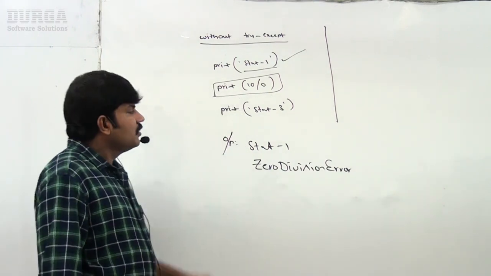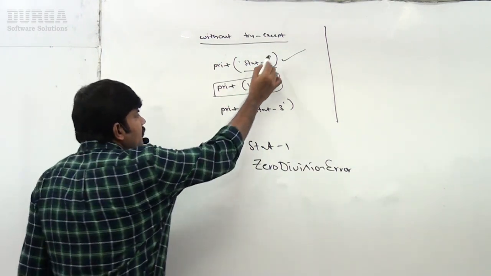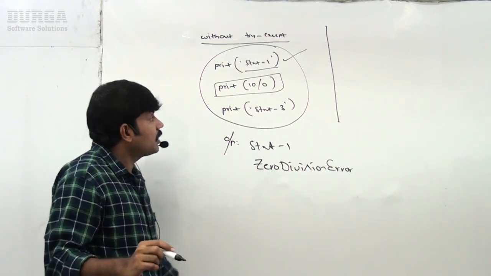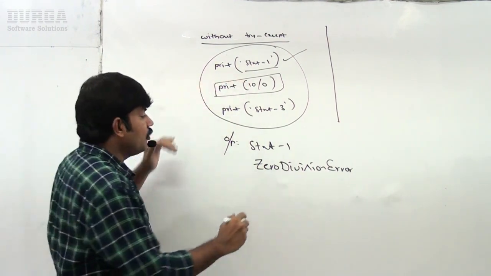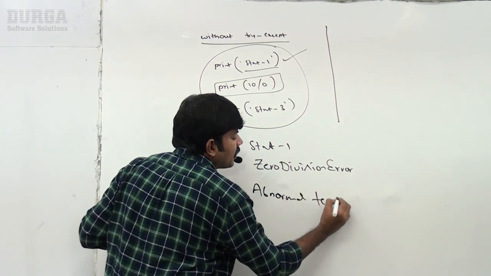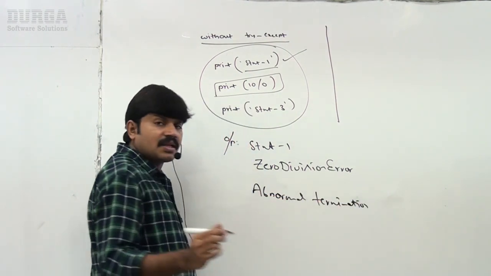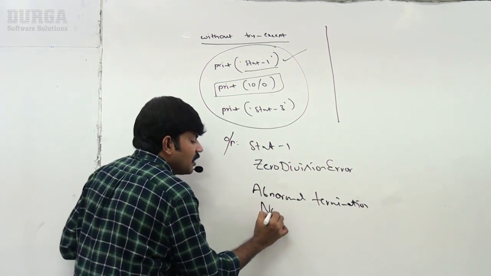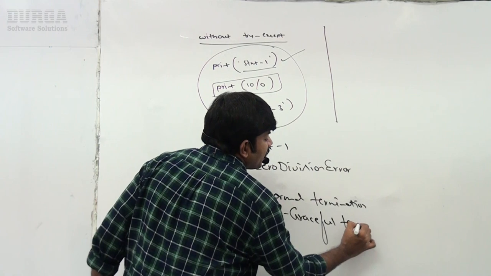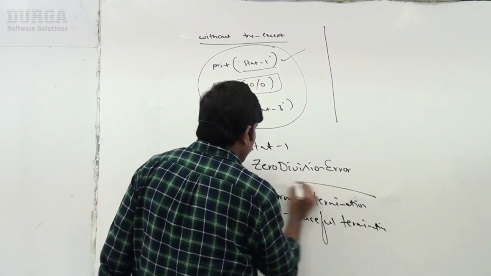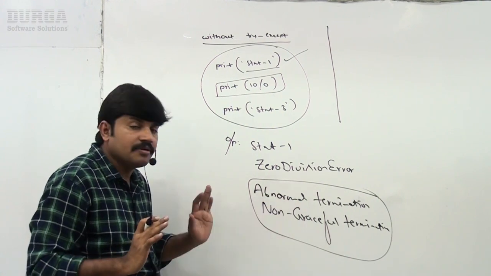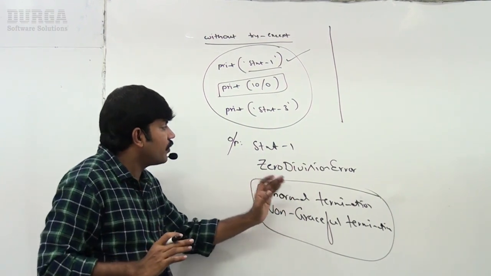Can you please tell, is it a normal termination or abnormal termination? Yes, it is abnormal termination. The program stopped in the middle only. So it is not a graceful termination. Non-graceful termination. Just observe, it is abnormal termination, non-graceful termination, right? So what is the reason for that?